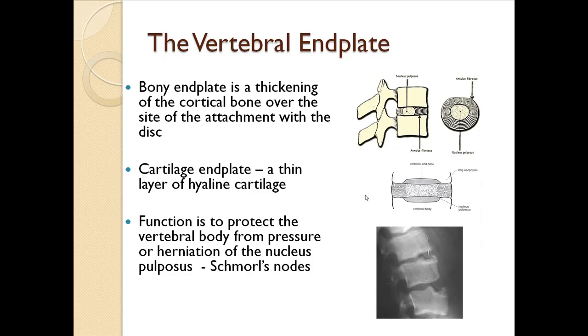Occasionally, the vertebral end plate may be thinner, or it may rupture. This leads to small cystic type herniations known as Schmorl's nodes, and we can see Schmorl's nodes here on these X-rays. These are fairly common in young males who do high load flexion activities, so things like sports such as rowing, for example.